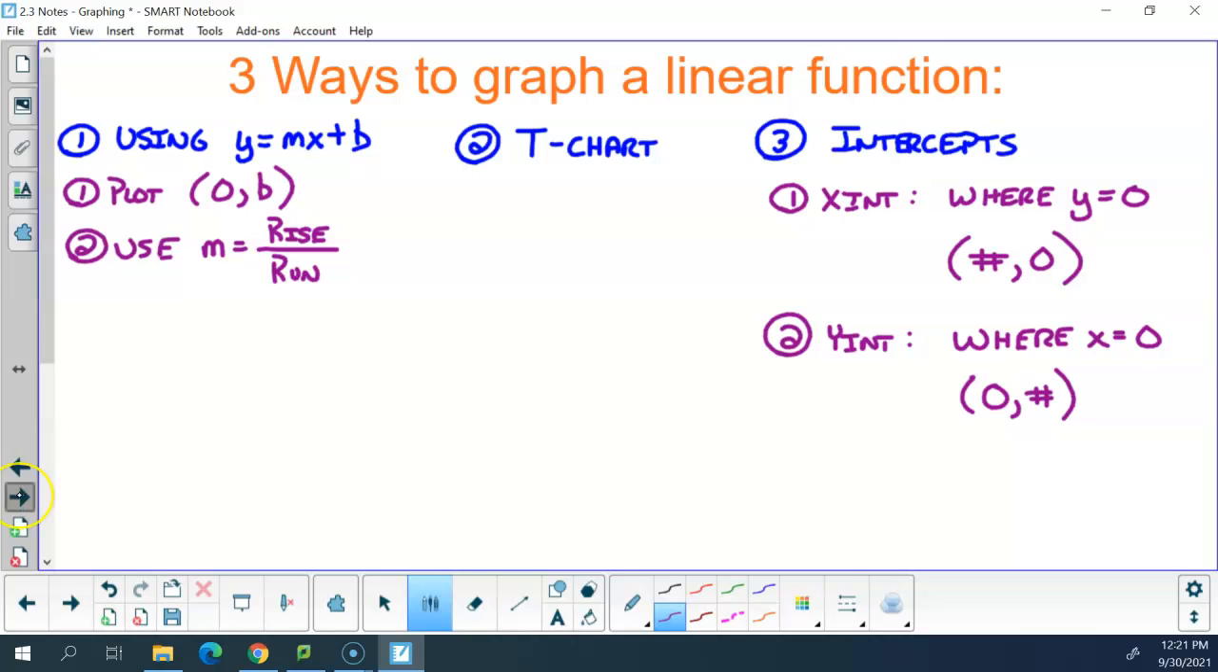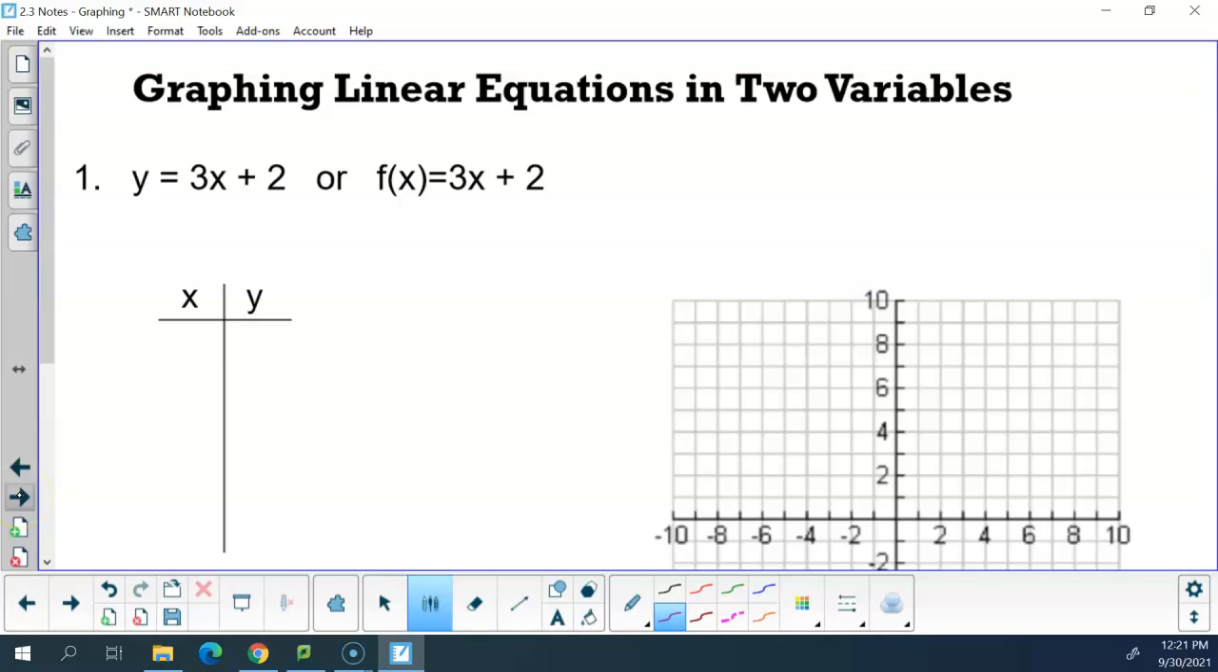Let's put it to good use. Let's graph. Now I will be graphing this exact same line, all 3 methods, just so that you have some familiarity, some exposure, if you will, to all 3 methods. So the first method was the y = mx + b method. Now it doesn't matter if it's in xy notation, which is y = 3x + 2, or if it's in function notation, f(x) = 3x + 2. Both are done the exact same way.